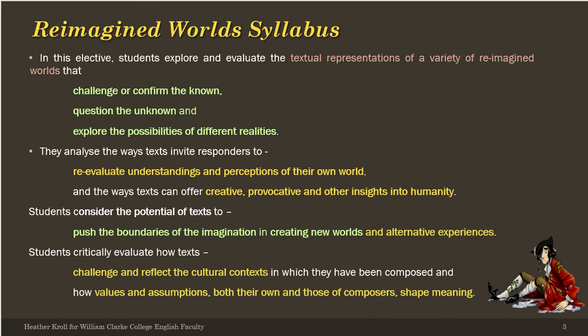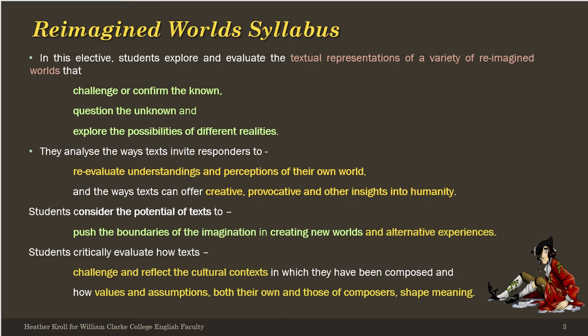In this elective, students critically evaluate how texts, so notice it's critically evaluate, so we go deep as we unpack how these texts do what they do. Students critically evaluate how texts challenge and reflect the cultural contexts in which they have been composed, and how values and assumptions, both of their own and those of the composers, shape meaning.